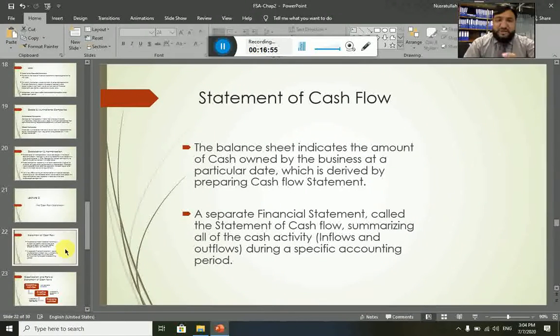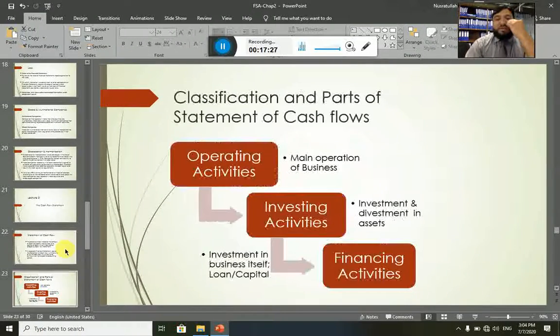So that's why it's important to know how the cash flow statement is prepared, because all the decisions taken within the organization are based on the cash, right? When cash is there, we can take different decisions, and based on the cash availability, we change our financial decisions. A separate financial statement called the cash flow statement summarizes all the cash flow activities, inflows and outflows, during a specific accounting period.